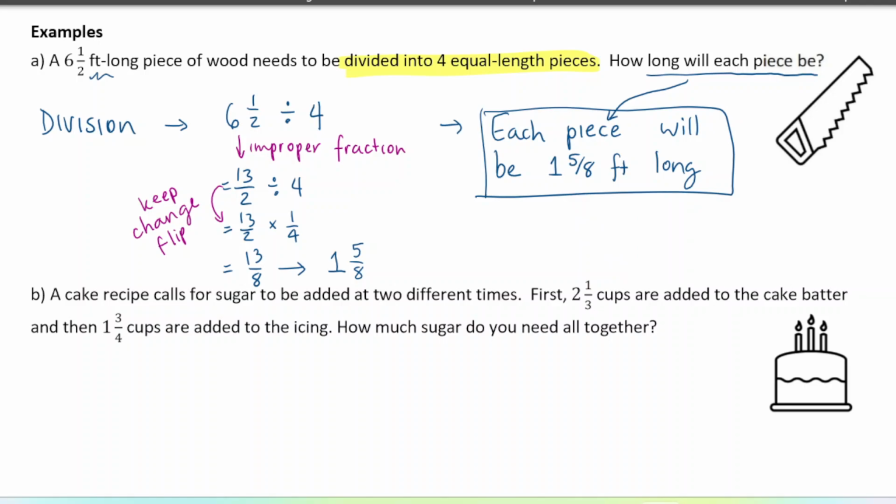Okay, good. So steps are, when you're doing a word problem, figure out what operation you're doing based on the keywords. Okay, then answer the question and then write a little sentence.